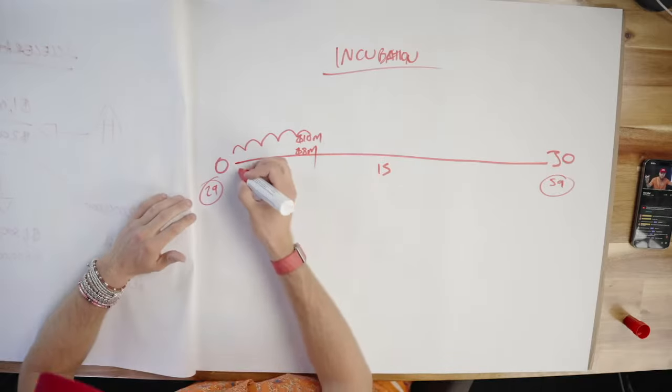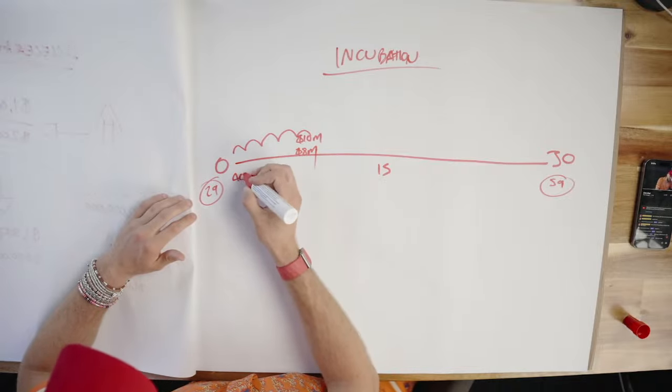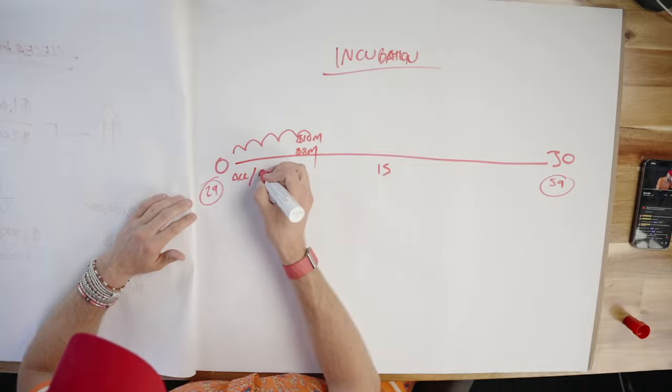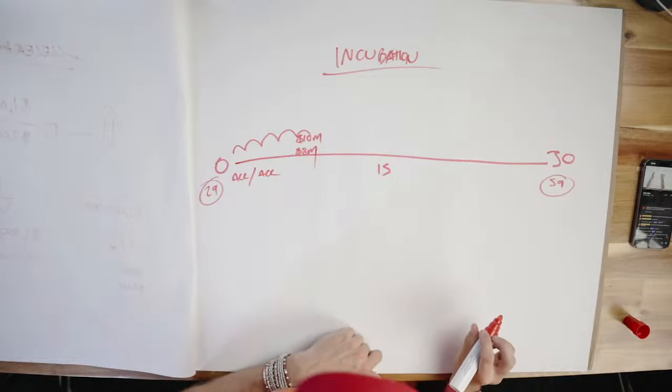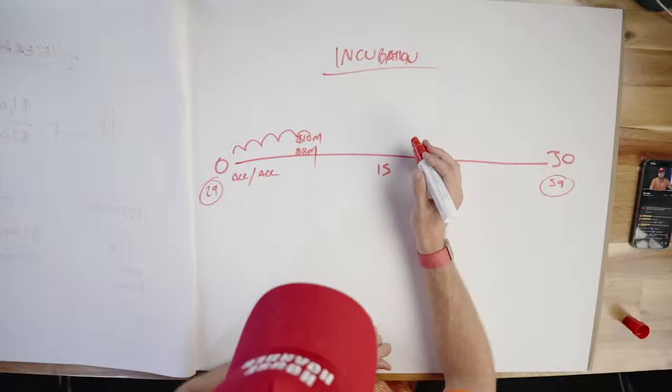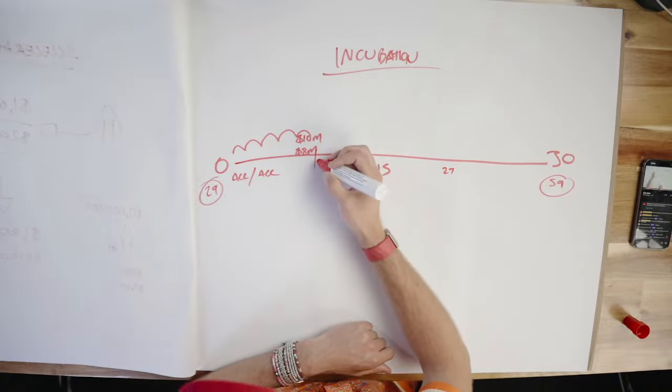This is what we would call acceleration. I messed it up. This is what we call accumulation and acceleration. So accumulation and acceleration has happened over the first 7 years of our journey. Now, let's say that we're going to hold from year 7 to year 27, which is here. So we're going to hold for this period of time.